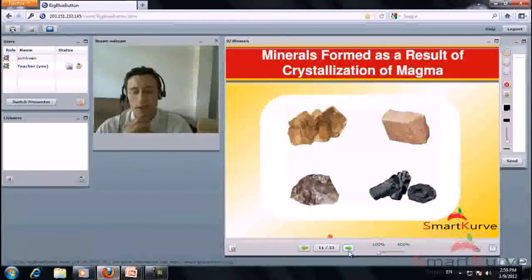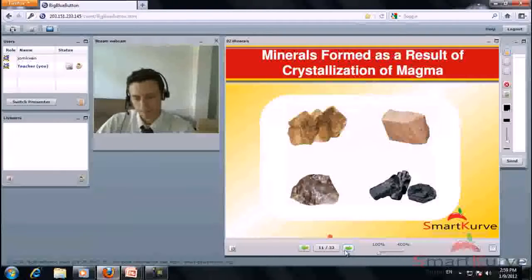Here on the next page, slide 11, we see a few minerals that are formed from the crystallization of magma. Many of these probably look like the rocks you can see every day.